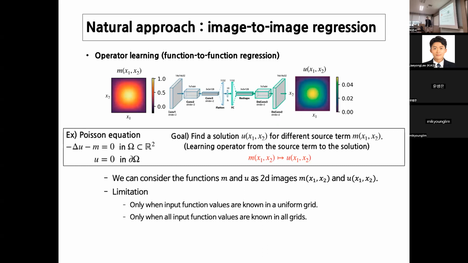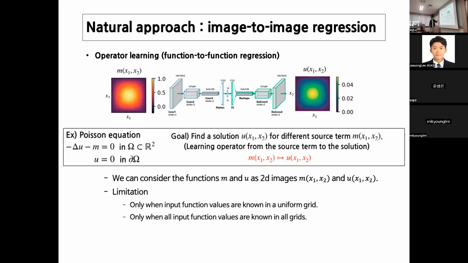And the output U(x1, x2) can also be considered as an image. The value of U(x1, x2) at each position x1, x2 can be thought of like that image for U(x1, x2). Then we can just learn this mapping from M to U, and we can use this model to predict, for a new source term M, the new U.